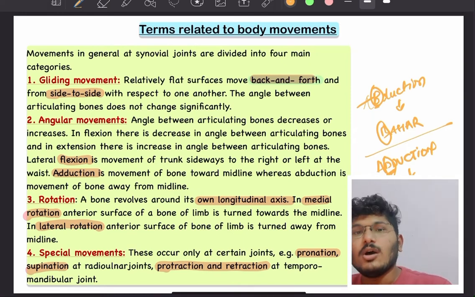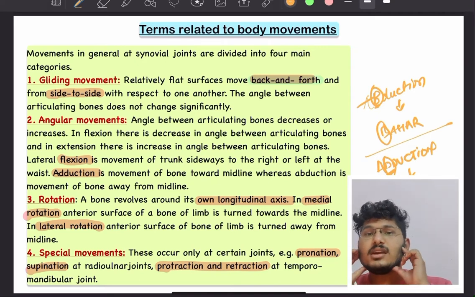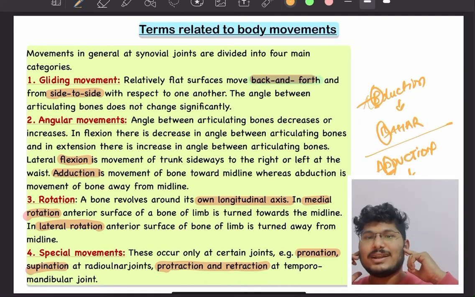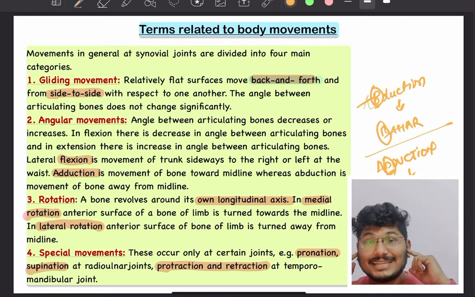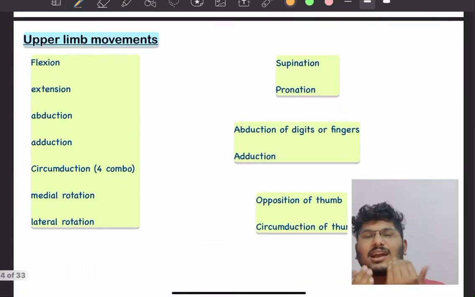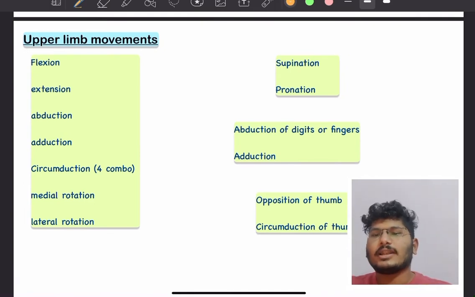Number 2, protraction and retraction. Protraction is forward movement of my jaw. Retraction is backward movement of my jaw. These movements occur at the level of my temporomandibular joint, between my temporal bone and the mandible. Protraction and retraction occur exclusively at the temporomandibular joint.